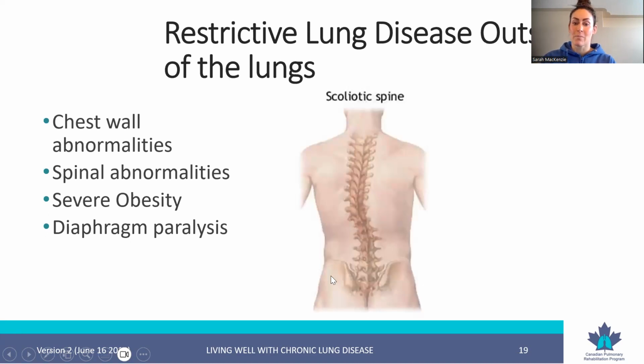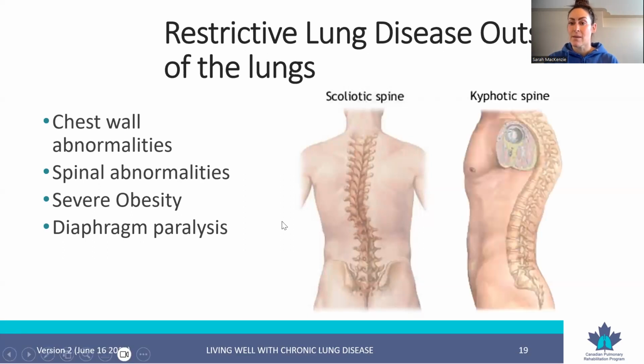Here's that scoliotic spine. It doesn't look too prominent here, but you can see that they're kind of just shifted off to one side. So it will affect your lungs' ability to inflate. And then kyphosis, same thing.